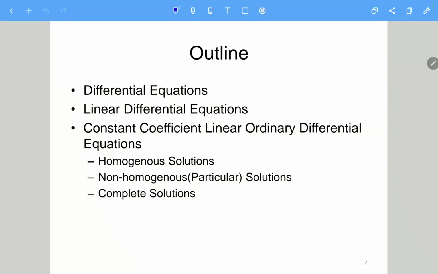Here we will talk about how to solve the constant coefficient, linear ODE. So this is the outline first. I will talk about what is a differential equation, and then what is a linear differential equation.